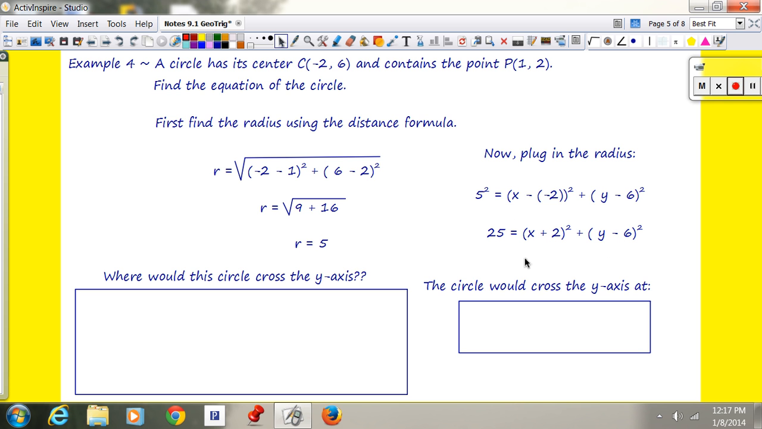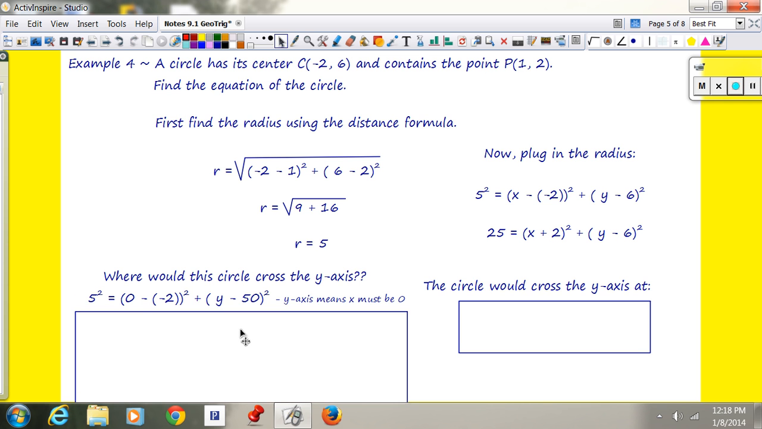This is the equation of a circle that has this center point and it has this as one of our points. If we plugged in a 1 here and we plugged in a 2 there, you would end up with 25 when you simplify this. You get 25. Where would this circle cross the y-axis? If I graphed this circle, where would it touch the y-axis?